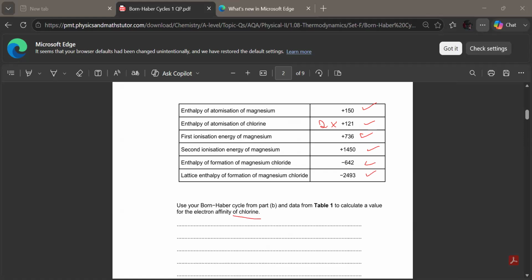So if I'm going to write the values, it will look like this. Minus 642 equals 150 plus 121 times 2 plus 736 plus 1450 plus 2 electron affinity, that of course we don't have right now, plus minus 2493. And then we just have to simply rearrange to get the answer. At the end, the electron affinity would be divided by 2.